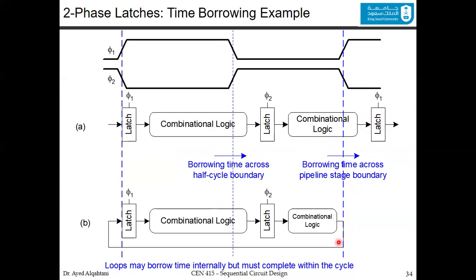However, if there is a feedback or a loop, the borrowing could be possible internally, but it must complete within the cycle. So you cannot borrow across two different cycles. You borrow within the cycle itself. So if the combinational logic here is long and here is short, then the borrowing could happen. So this half cycle borrows from this half cycle and so on, only if you have a feedback. And one way or another, after a certain number of cycles, there will be a feedback.